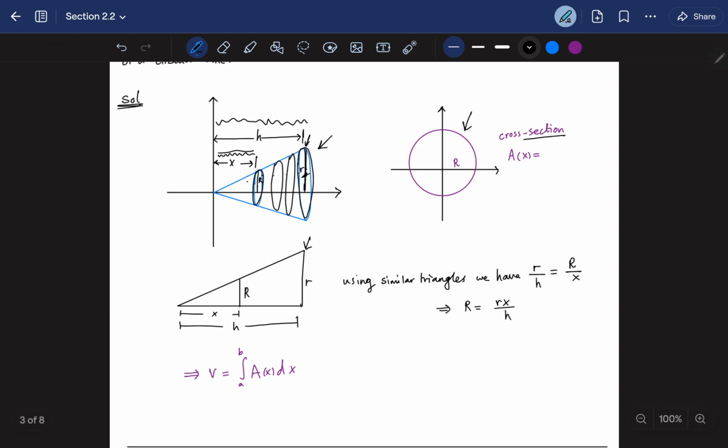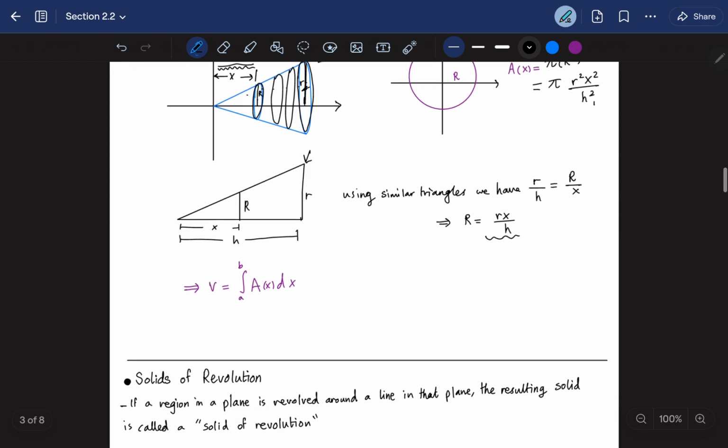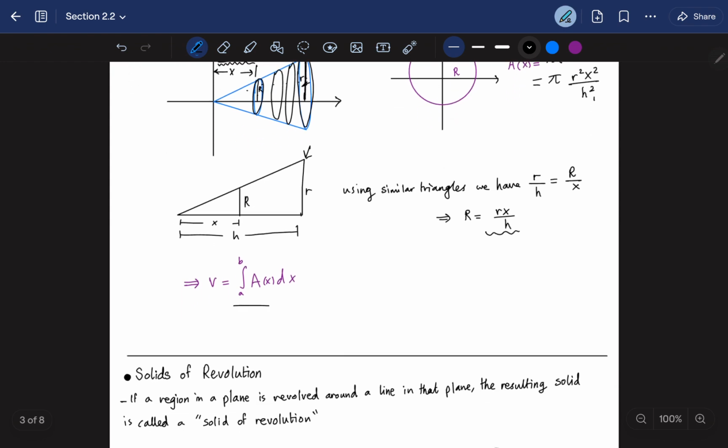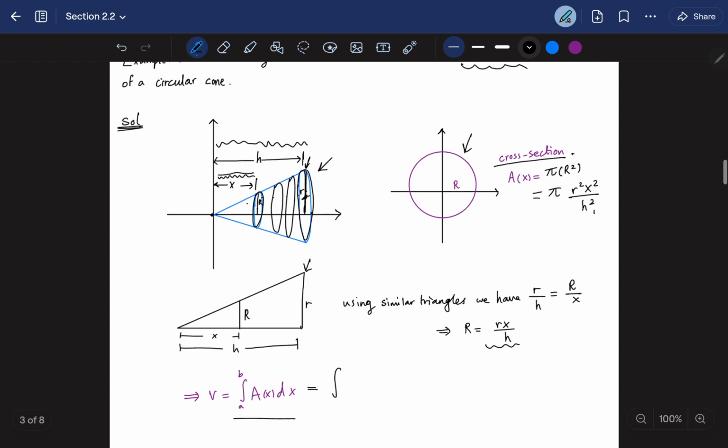So going back to the cross section, we said the first thing is we identify the cross section, then we find the area of that cross section. But since this is a circle, the area is just pi r squared. But we already said that r is equal to this. So if you substitute, you're going to get this. We identified the cross section, we found the area. Now to find the volume, we just take the integral. So this is going to be from 0 up to h.